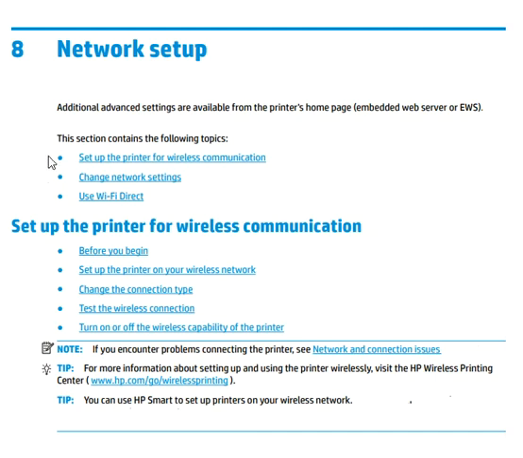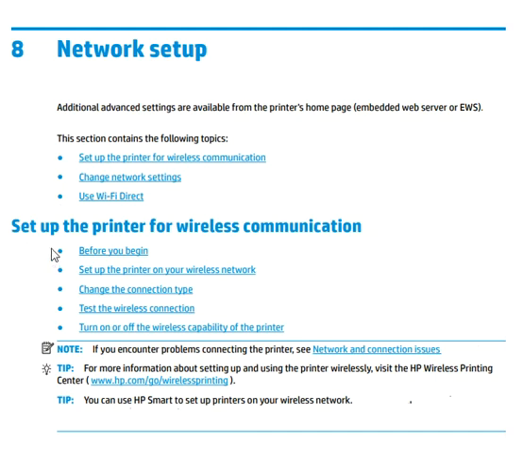First, set up the printer for wireless communication. Second, change network settings. And third, use Wi-Fi Direct. So let's see them one by one. First topic, which is set up the printer for wireless communication.